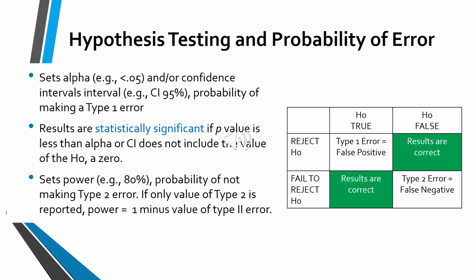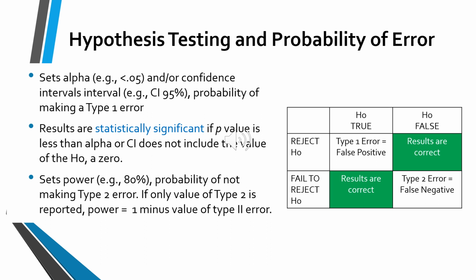In an article, the author will also report the alpha. This indicates the probability of making a type 1 error. Researchers commonly set the alpha at 0.05. This means there's a 5% risk the test results are the result of a type 1 error.